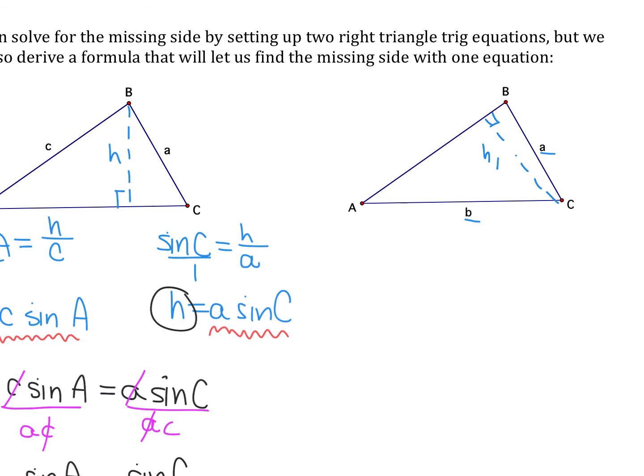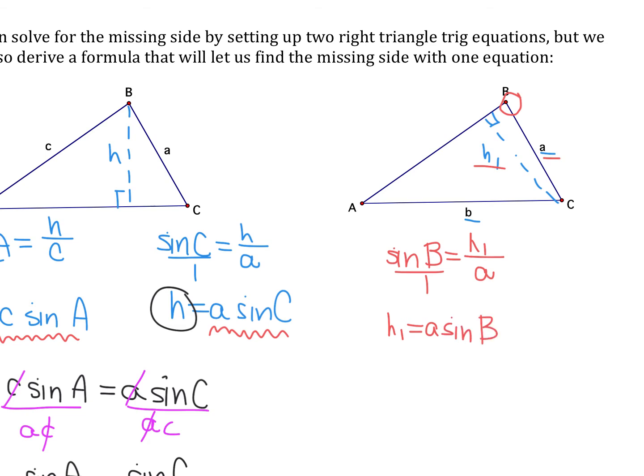And now we're going to do the same thing. We're going to look at the two acute angles here. So B, h1 is opposite. A would be the hypotenuse. So I would write sine of B equals the opposite leg, h sub 1, over the hypotenuse a. Let's solve for h sub 1. Let's put that over 1. We're going to get h1 equals a times the sine of B.